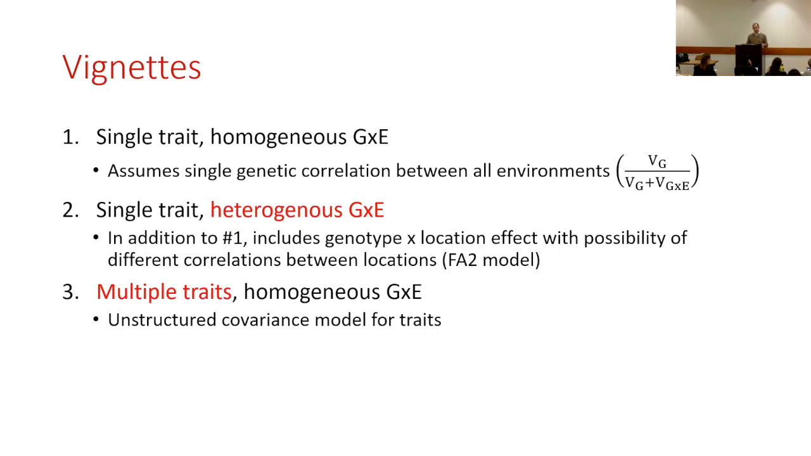And then the third vignette goes back to the more simple G by E model because it introduces the complexity on the trait side as opposed to on the location side, and that's this multiple trait model.